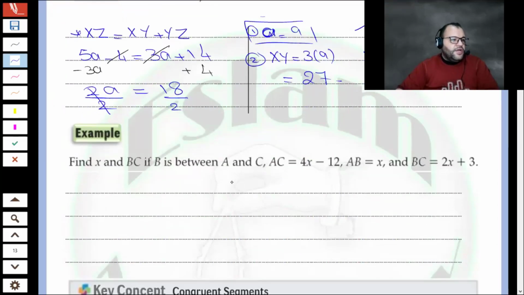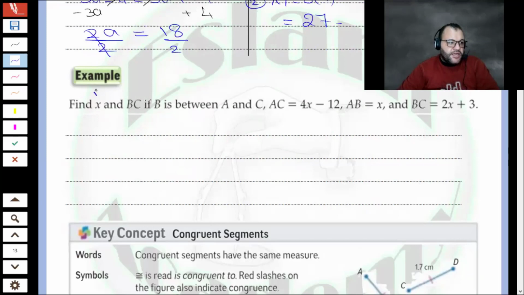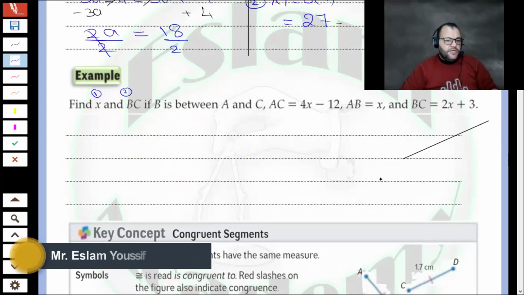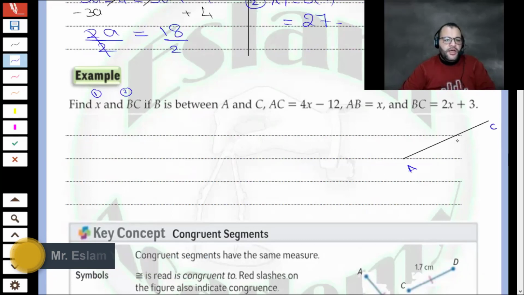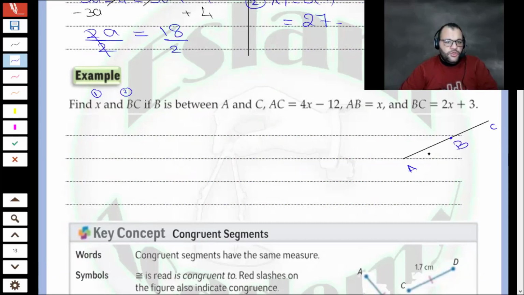So we need to find the value of x. Find x, that's the required number 1. And BC, that's the required number 2. If B lies between A and C, we just draw the line segment. We have A, B, C, and B lies between them.